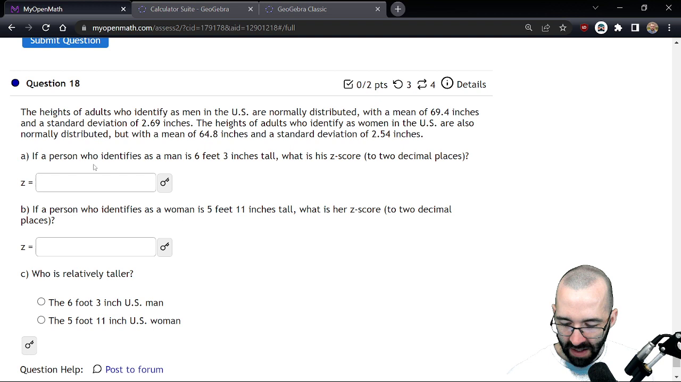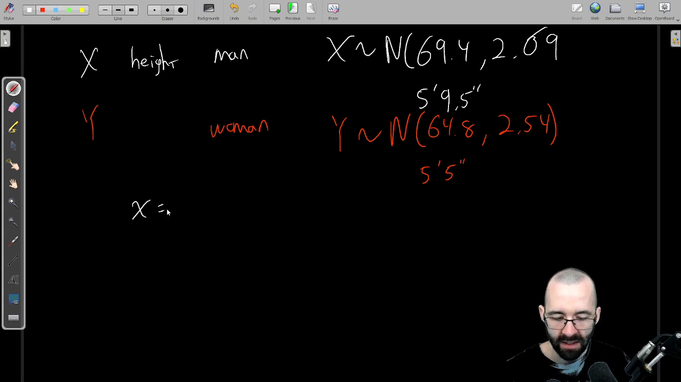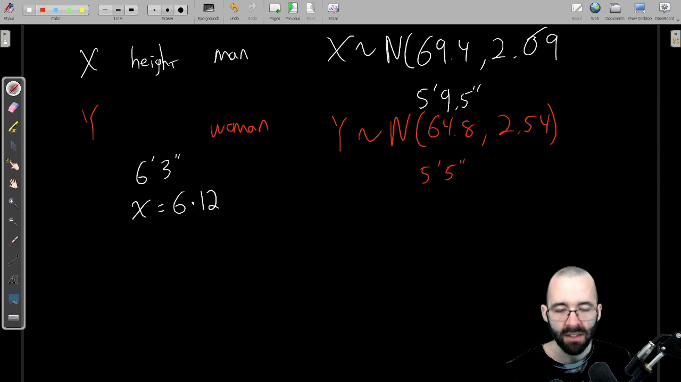Anyway, doesn't matter. If a person who identifies as a man is 6 feet, 3 inches tall, what's his Z-score? Okay, well, we have to convert it to inches. If our little x is 6 feet 3, how many inches is that? Well, the 6 feet is going to be 72 inches plus another 3 inches. That's going to be 75 inches. Tall person.